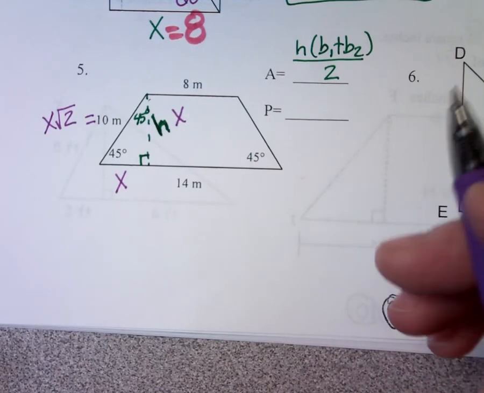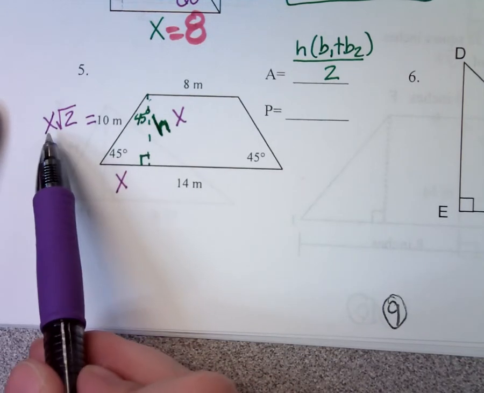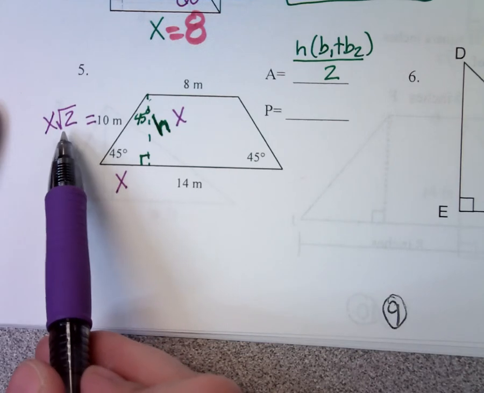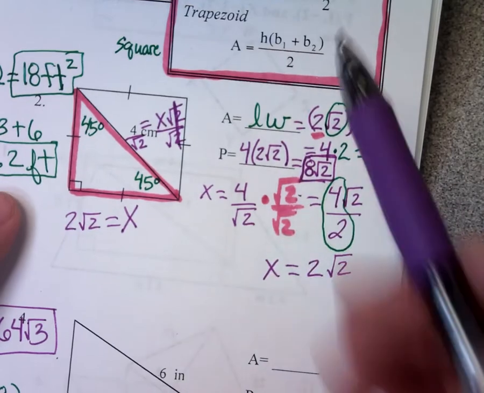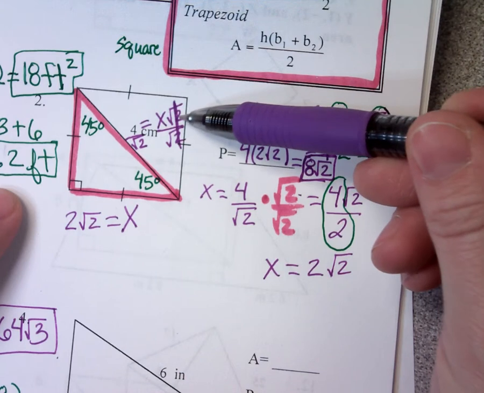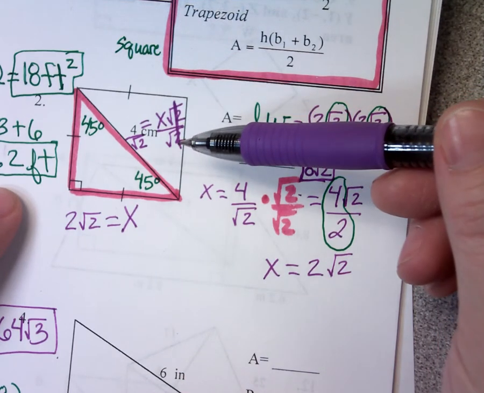Tristan, you don't have to consult with Andrew. You could actually just try to talk to me here. If I want to get X by itself, I want to get rid of the square root of 2. Do you know how I can get rid of it? Okay, let's look back up at this problem. Over here, when I had X square root of 2, what did I do to get rid of that square root of 2?